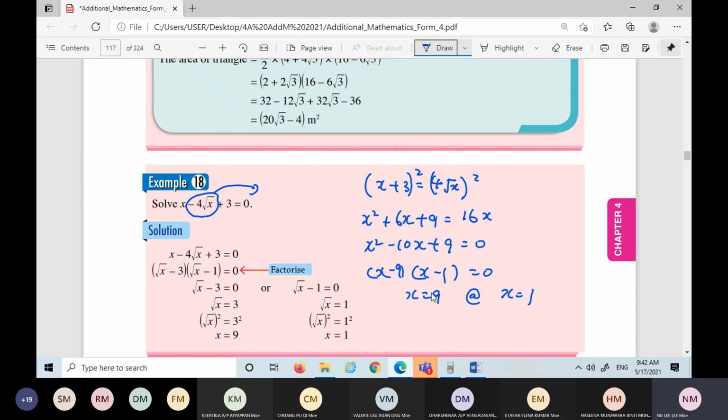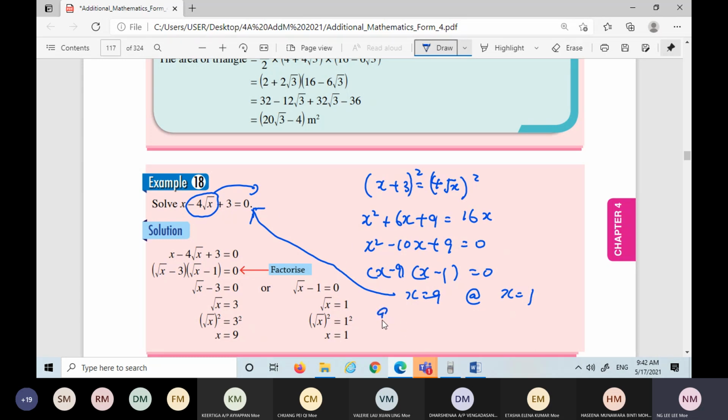Okay, after you get the answer, because you are doing squaring both sides, you got to be careful though. You have to substitute back into the original to check whether both answers are accepted or not. If not accepted, you got to reject. Because some of the answers you find are not necessarily valid when you substitute back into the original equation. So we check one by one.